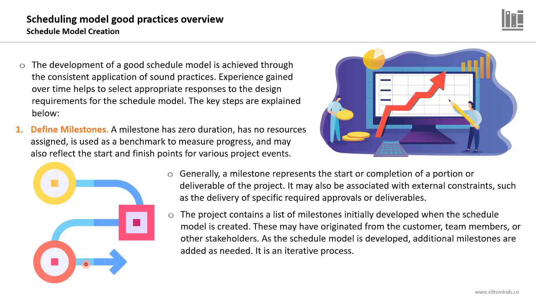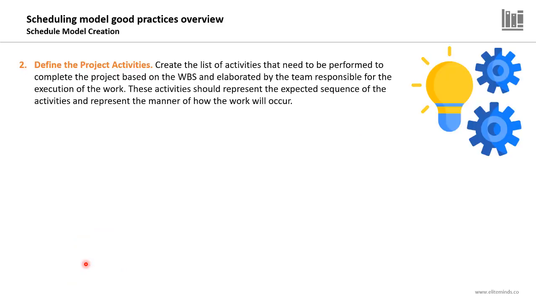The project contains a list of milestones initially developed when the schedule model is created. They may have originated from the customer, team members, or other stakeholders. As the schedule model is developed, additional milestones are added as needed. It's an iterative process. Whenever a new milestone appears and it's essential to have it, to monitor it, you need to add it to the milestones list.